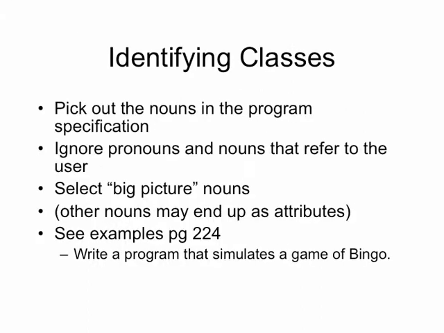Identifying classes. When you're looking at a program specification, look for the nouns. Ignore pronouns and nouns that refer to the user. Look at big picture nouns. Other nouns, small picture nouns, might end up as attributes. Take a look at page 224 and look at the examples. There's an example of a program that simulates a game of bingo, which I think is pretty instructive since we've all played bingo and may write the code for that someday. So take a look at page 224, study the bingo example.